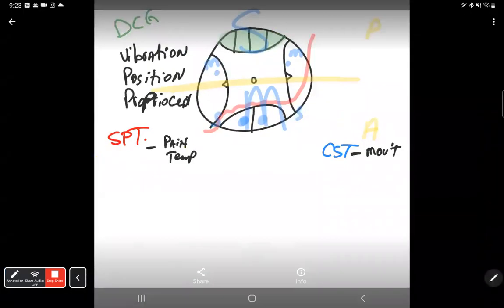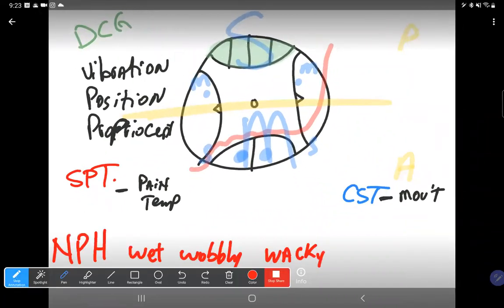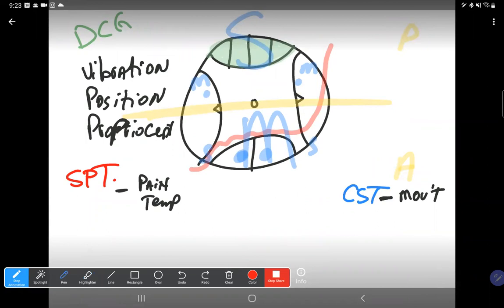Let's get to the spinal cord and some tracts. I'm going to focus on three main must-know tracts: spinothalamic, dorsal column, and corticospinal tract. Those are the three main ones I need you to focus on. So we're going to start off with the corticospinal tract.